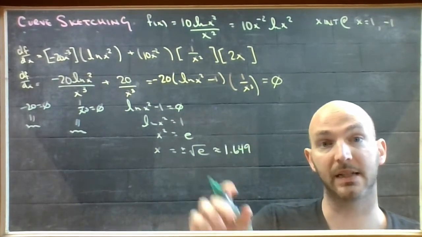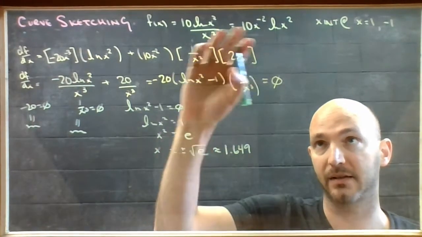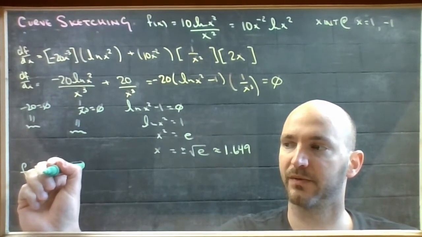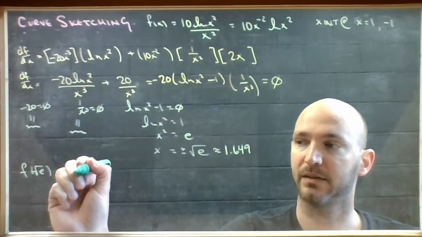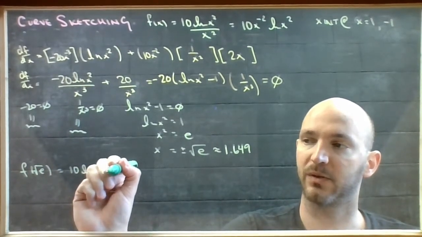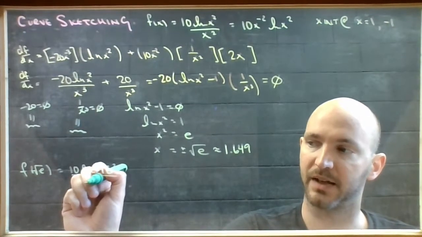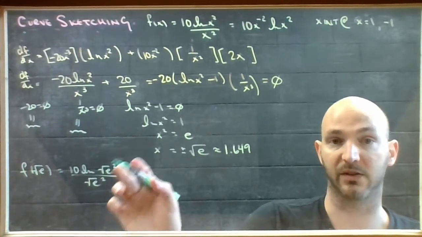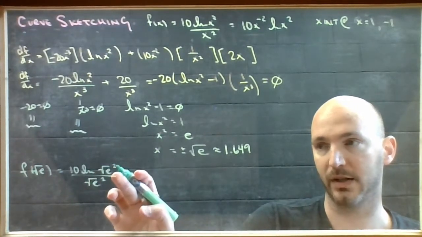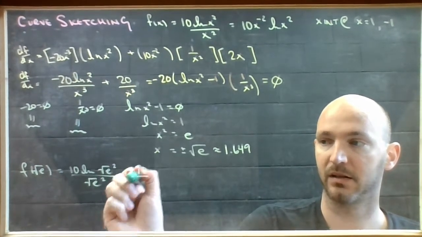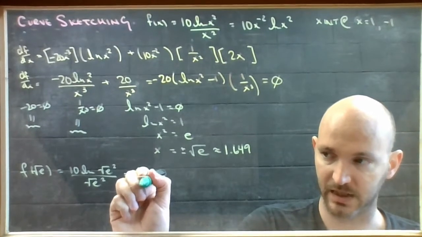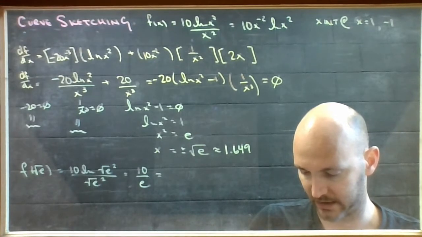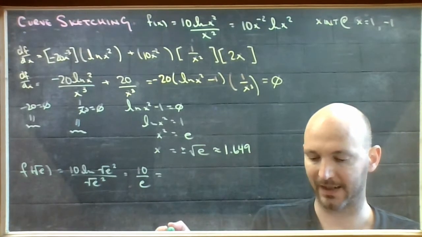Okay, so I need to get my y values, so I have to put this x back into the original function. So f at the positive square root of e will be 10 ln square root of e squared divided by square root of e squared, which is going to be, square root of e squared is just e, ln of e is 1, and 1 times 10 is 10. Square root of e squared is just e, and that gives us approximately 10 divided by e to the 1, 3.679.